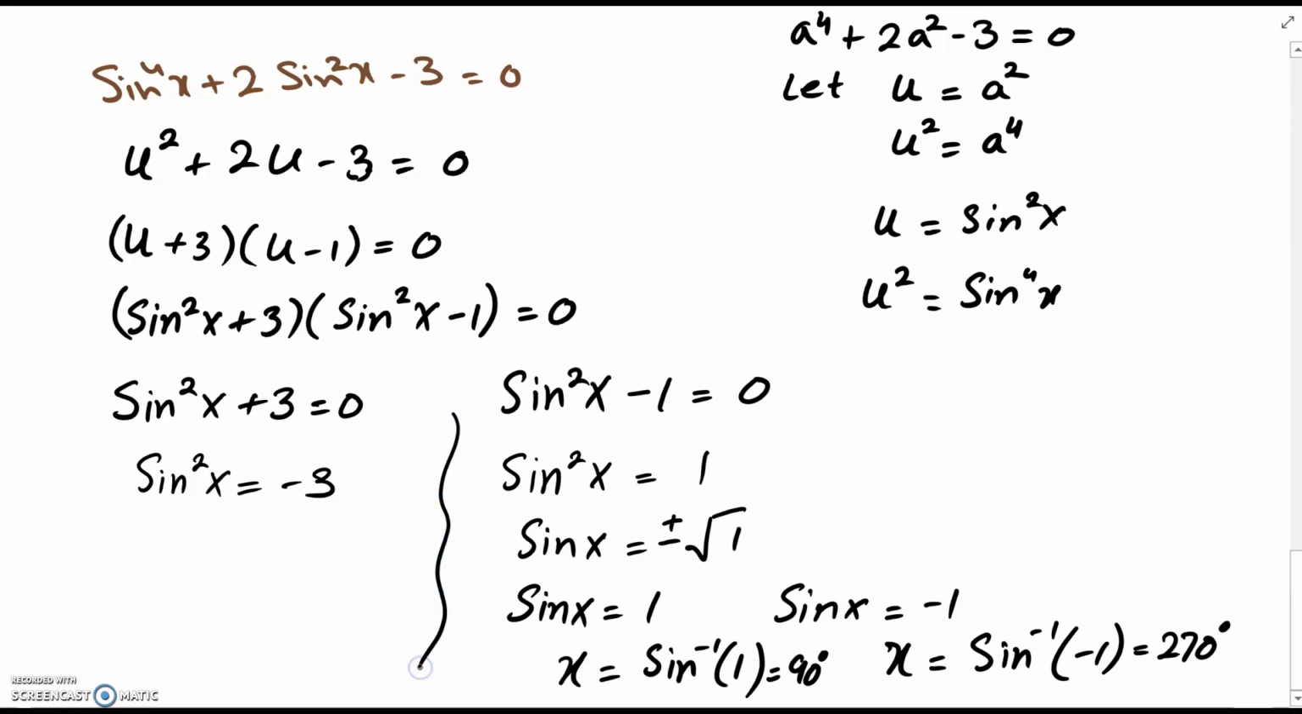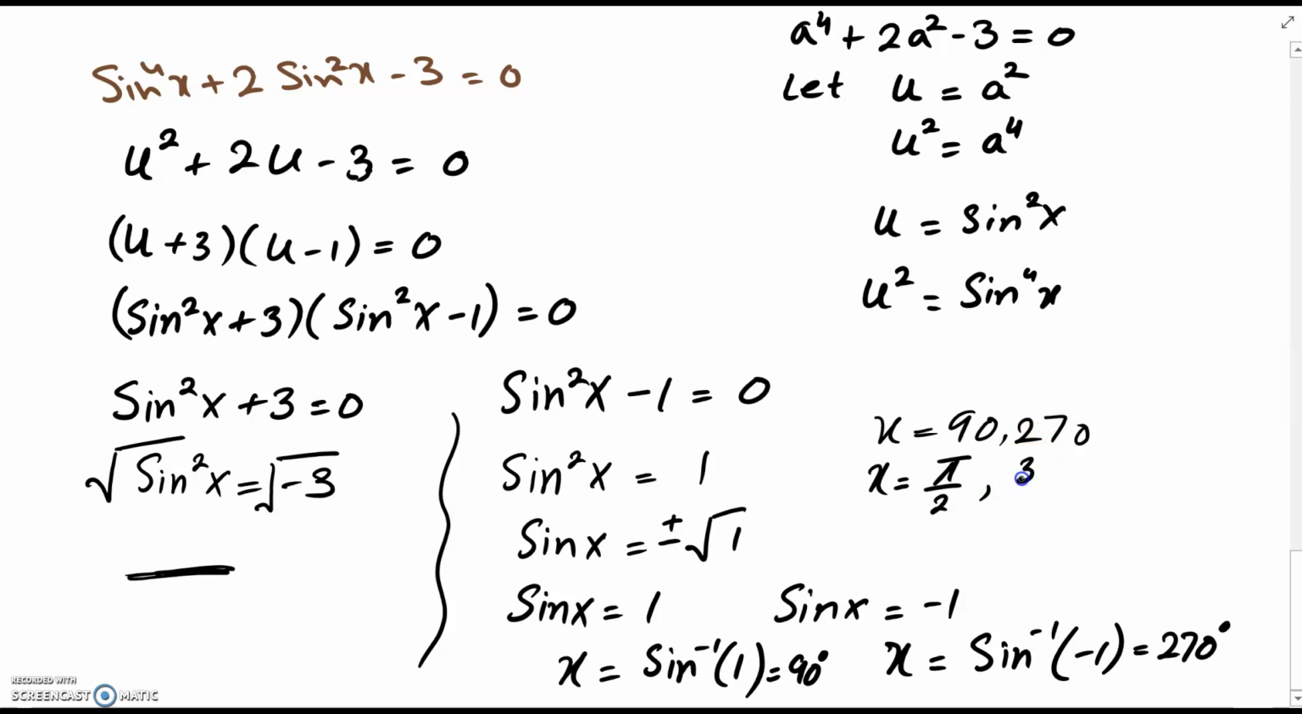Alright, look at this value. If you take the square root on both sides, the square root of negative 3 is not possible through a calculator, but we know this is an imaginary number, right? So here we don't need to continue, we will just stop. Our answers are x equals 90 and 270. If you want to write in radians, then x equals pi over 2 and 3 pi over 2.